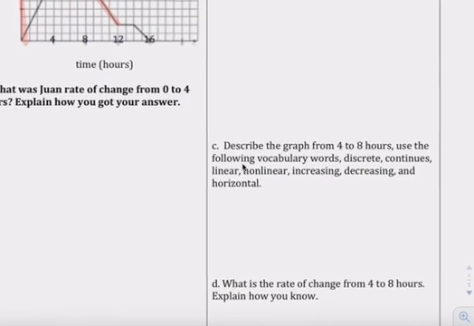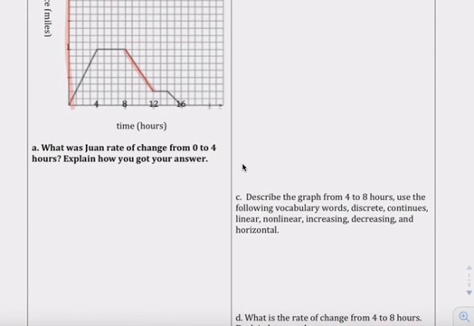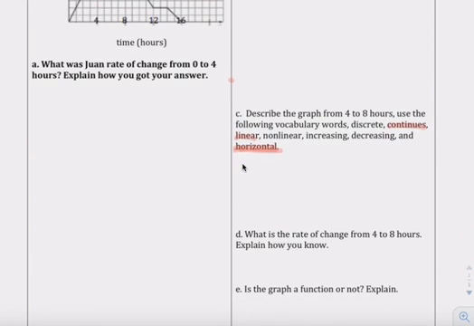Describe the graph from 4 to 8. That is that little graph right there. That's highlighted. That's 4 to 8, and that graph is continuous. It's linear, and it's also a horizontal graph. Because it's a horizontal graph, there's no change. The rate of change is 0. You want to mention that. Okay? That's what you want to put.